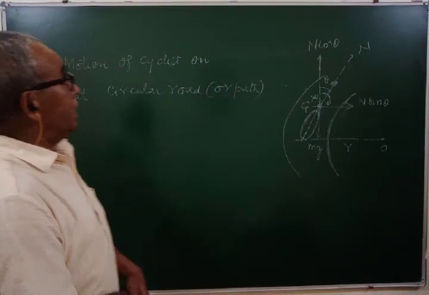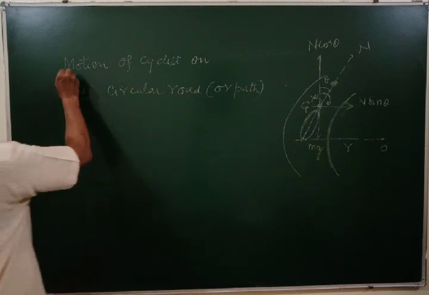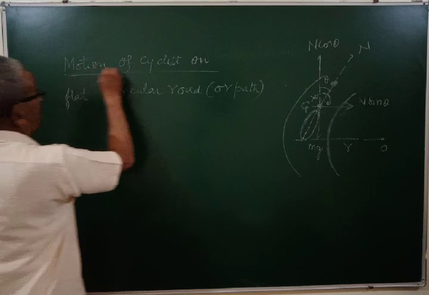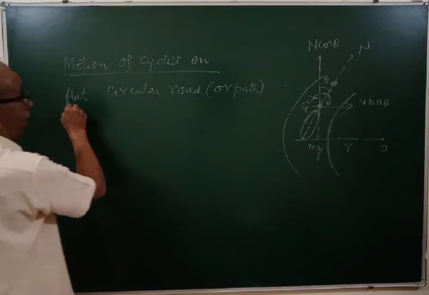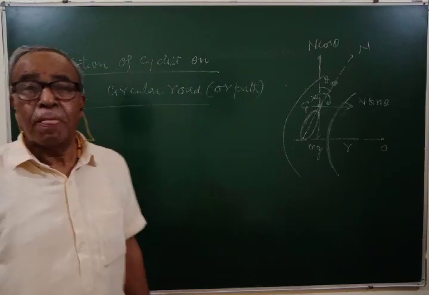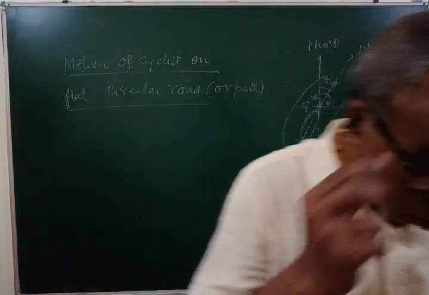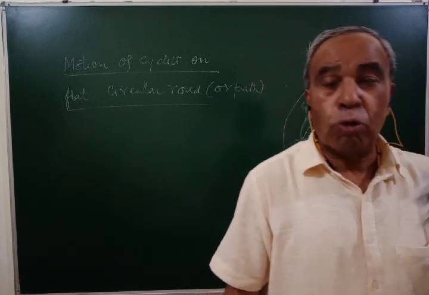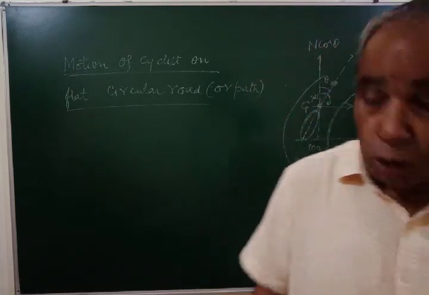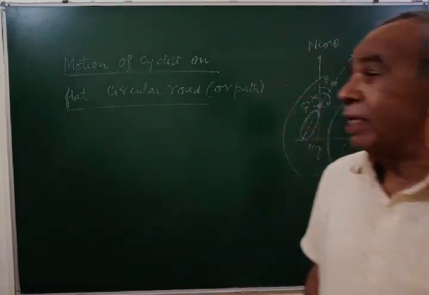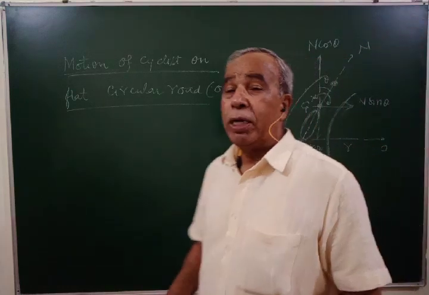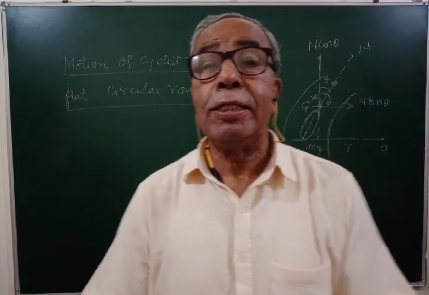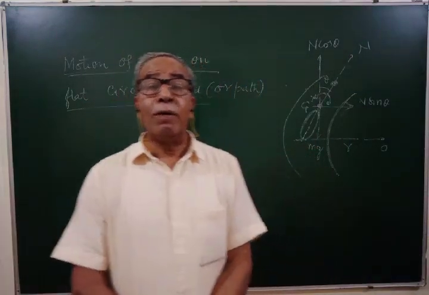Yes, friends. Here in this topic, I will take motion of a cyclist on flat circular roads. You yourself might have experienced that when you move on a circular road on a cycle or two-wheeler, you get inclined away from the vertical position towards the center of the circular path. Why is this there? We never think about that.